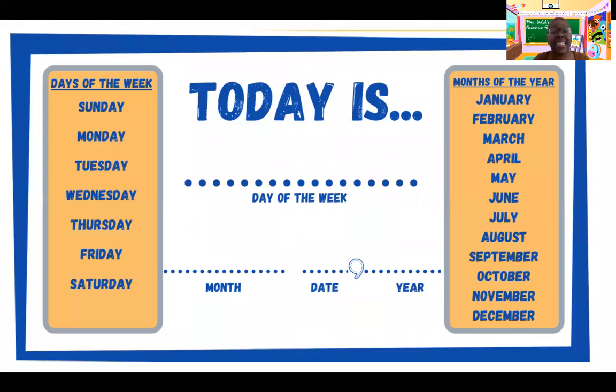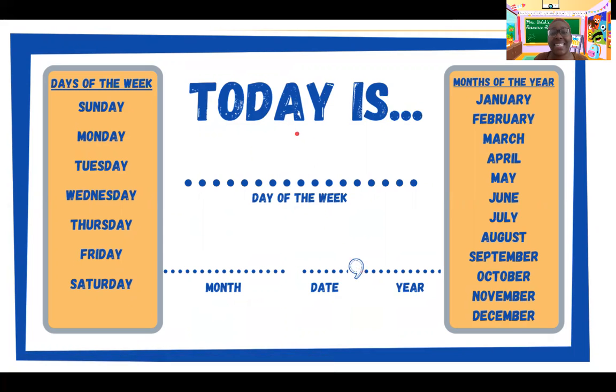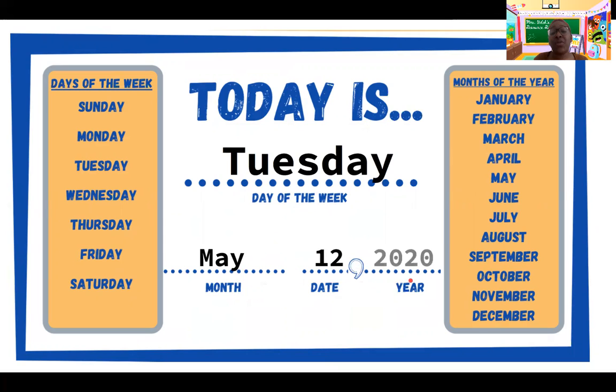Let's say our date together. Remember, when we say our date, we start with the day of the week, and then we say the month, the date, and then the year. Here we go. Today is Tuesday, May 12th, 2020. Let's say it together one more time. Today is Tuesday, May 12th, 2020.